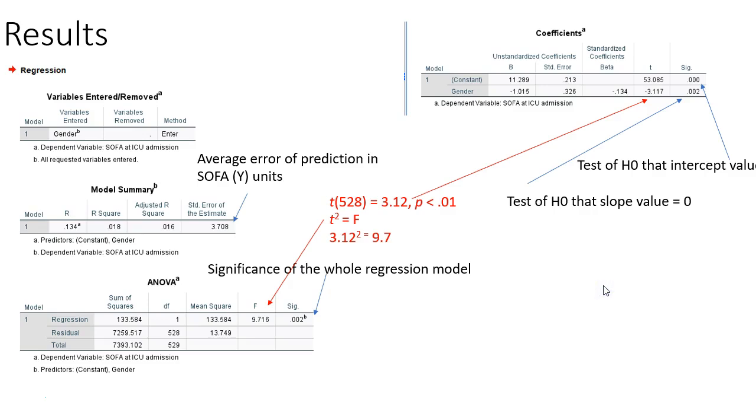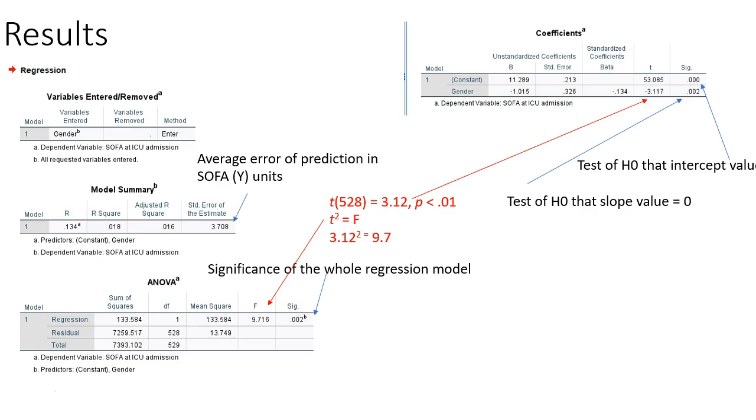And here are the results. So there's a lot going on here. This is still just the regular linear regression output. I'm going to move from the top to the bottom and starting on the left. So the regression results show what the model was. Gender was entered as a predictor of the dependent variable SOFA. The next one is the model summary.